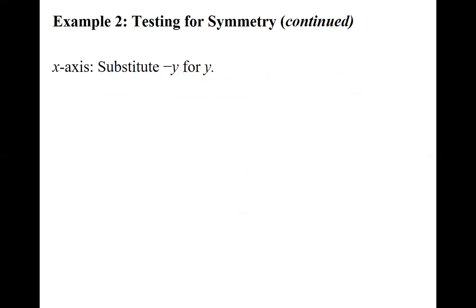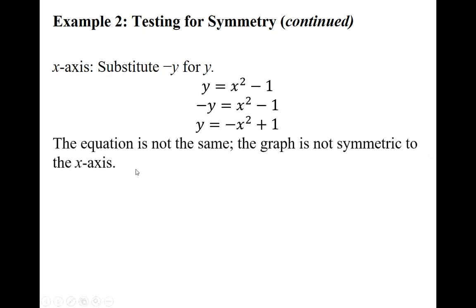So the graph is symmetric with respect to the y-axis. If we check for symmetry with the x-axis, we would replace y with negative y, and then divide both sides by -1 to get y equals. And then we're comparing y equals x squared minus 1 to y equals negative x squared plus 1. They are not the same. The graph is not symmetric to the x-axis.